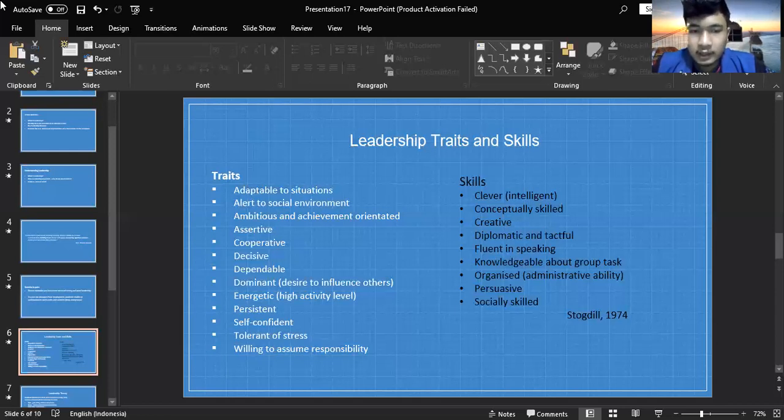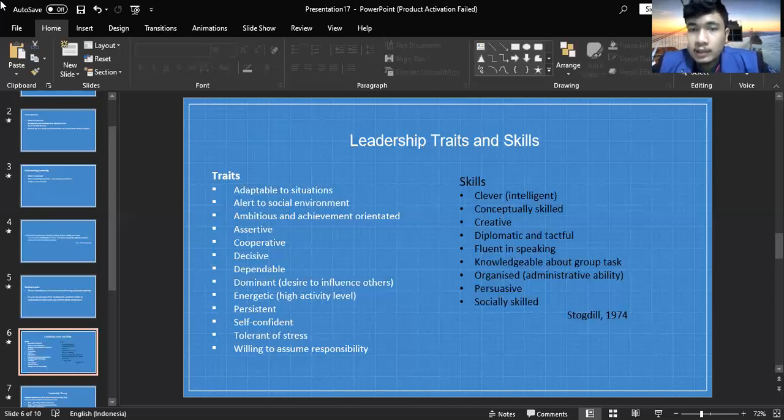Next, persistent. Next, you must be self-confident. And next, you must be able to work under pressure, or tolerant of stress. Next, willing to assume responsibility. That's all the traits I can tell you.